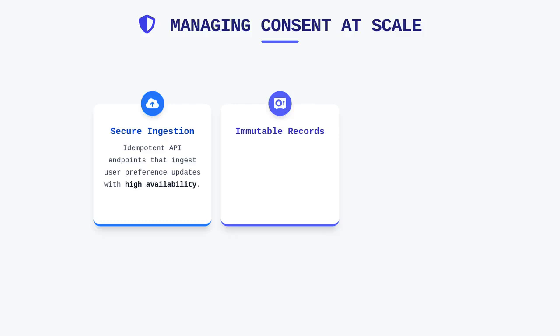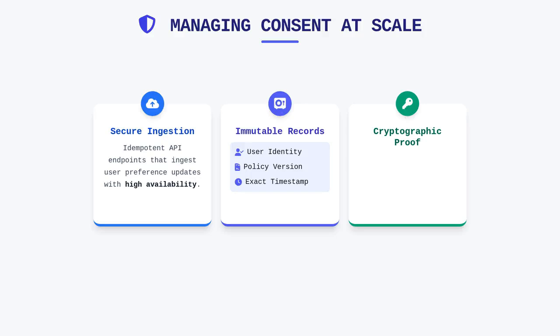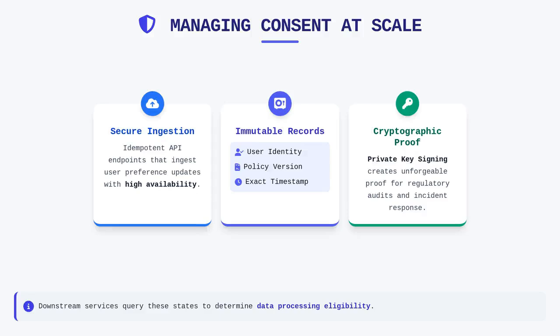I recommend using a cryptographically signed structure for each consent record, which includes the user's identity, the specific version of the privacy policy they accepted, and the exact timestamp of their choice. By signing these records with a private key, you create an unforgeable proof of consent that is vital for demonstrating compliance during a regulatory audit or incident response scenario. These endpoints must be idempotent and highly available, as downstream services will frequently query these states to determine whether to process a piece of user data.